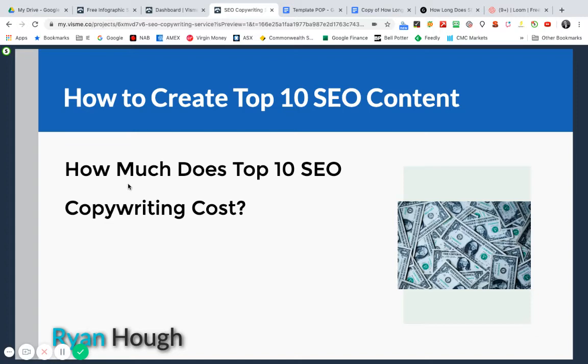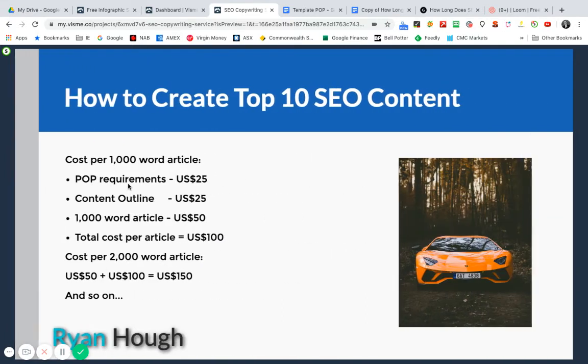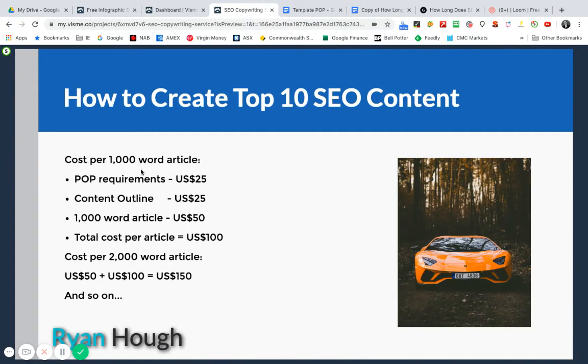To give you some examples of how much top 10 SEO copywriting costs: if you were to do a 1,000-word article, the POP requirements are 25, the content outline is 25, and the article is 50, so the total cost is 100. And the cost for a 2,000-word article would be that 50 plus 100, so 150, and so on.